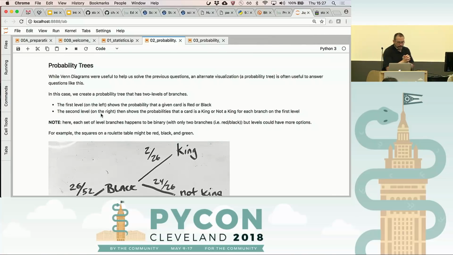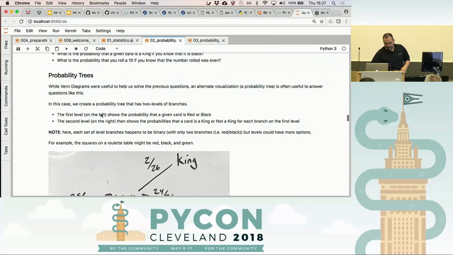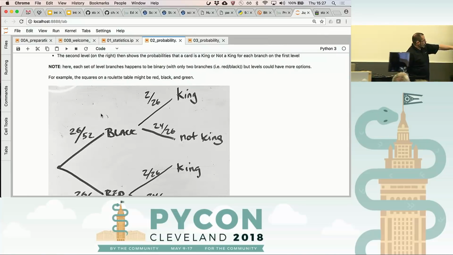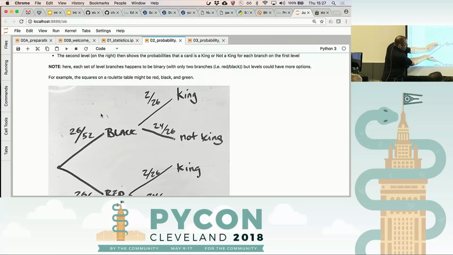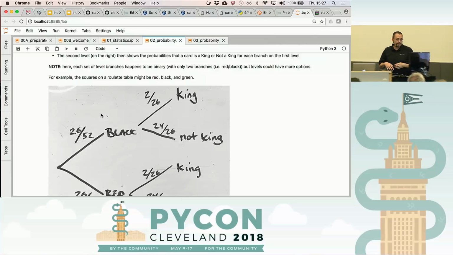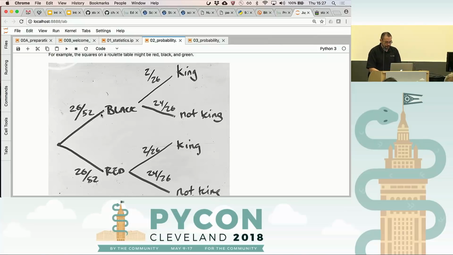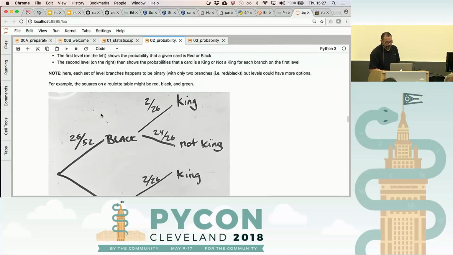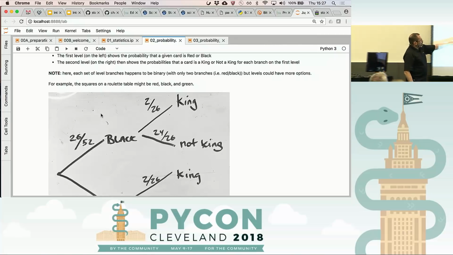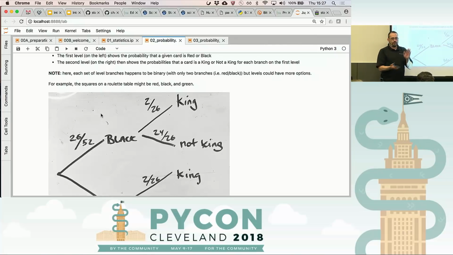A couple of things. We often talk about levels on the probability tree. So we have one level of my probability tree, and we have a second level. With any set of branches here or a set of branches here, the math always has to add up so that the total probability on that set of branches is 1. So for example, 2 out of 26 plus 24 out of 26 is 1. 26 out of 52 plus 26 out of 52, you add that up, you get 1.